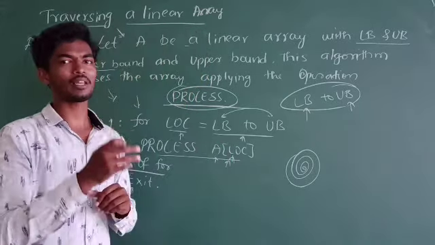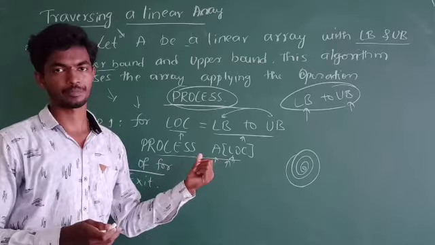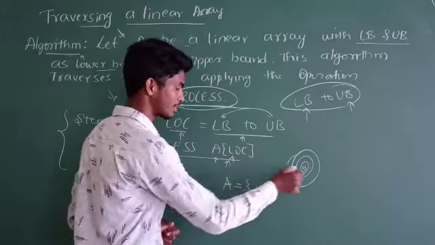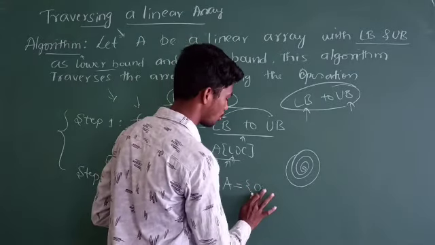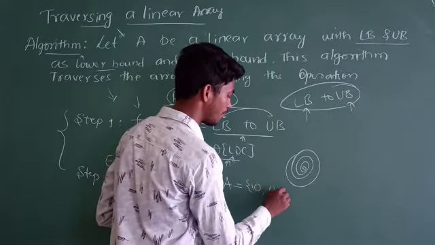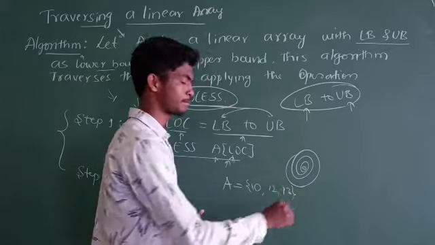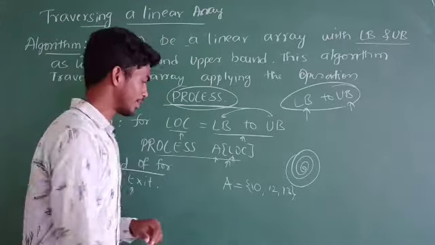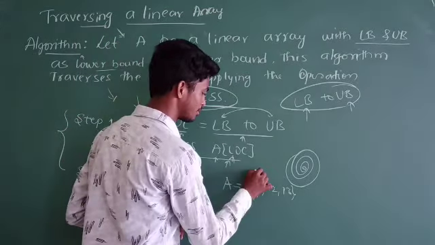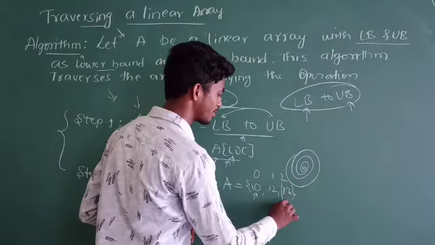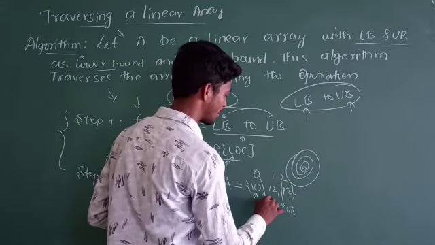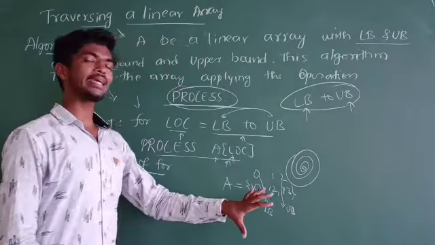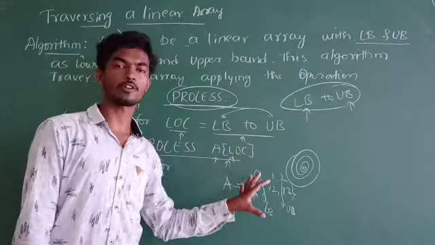Let me give you one example. For this array A, I will take some elements: 10, 12, 13, three elements. Here they said to take an LB and UB. LB is this one, index 0, 1, 2, and UB is this one. Understood? This is UB and LB. Apply the steps of the algorithm for this one.